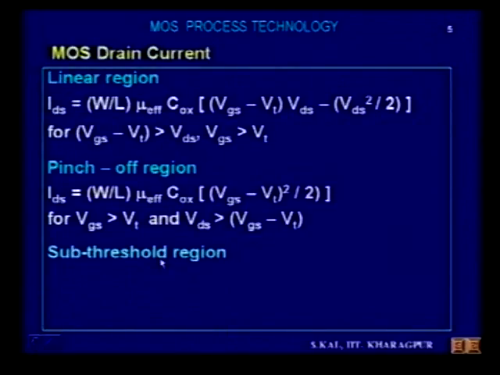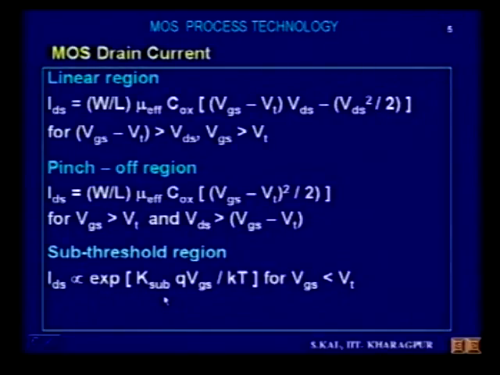And in the sub-threshold region, the drain current is proportional to exponential of (q VGS by kT), where VGS is less than VT. The sub-threshold region is important, in particular in short channel devices, and its modeling is not as simple as the linear region and the pinch-off region.